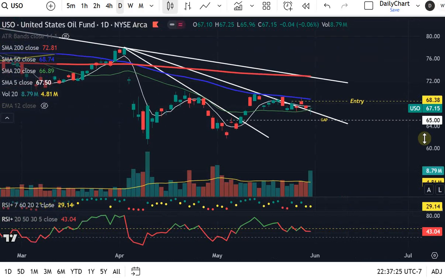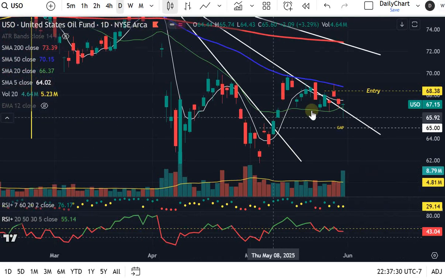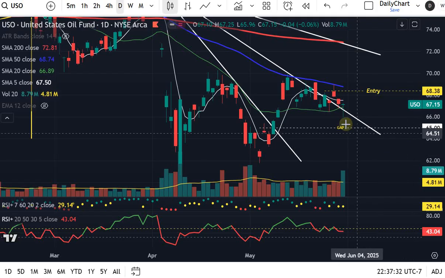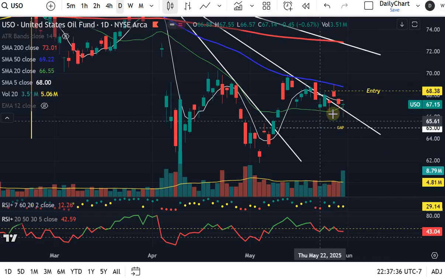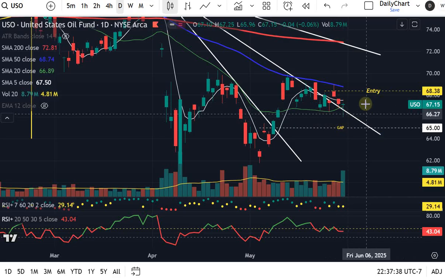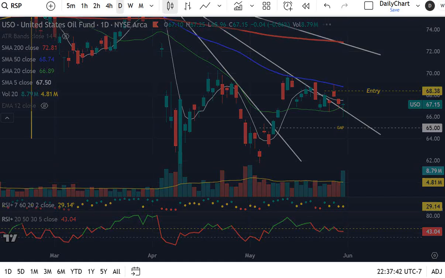Looking at oil, USO, from what I see here is just a lot of slop going back and forth. It is trading below the 5-day moving average. It's bouncing on that line. So nothing good that I see here.